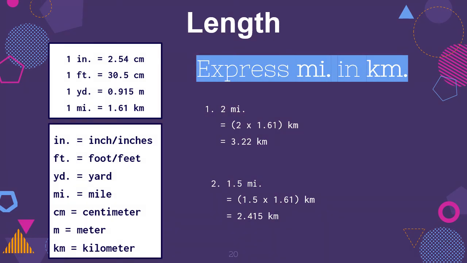So next, convert miles into kilometers. So we have 2 miles. So 2 multiplied by 1.61, since 1 mile is equal to 1.61 kilometers. So 2 multiplied by 1.61 kilometers, the answer is 3.22 kilometers. Next we have 1.5 miles. So 1.5 multiplied by 1.61 kilometers, the answer is 2.415 kilometers. Again, 1.5 miles is equal to 2.415 kilometers.